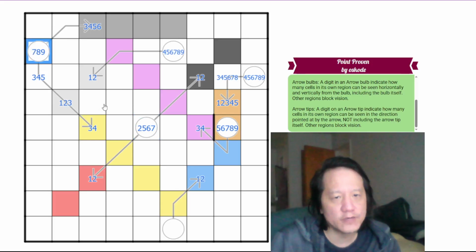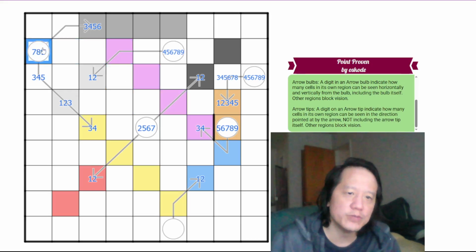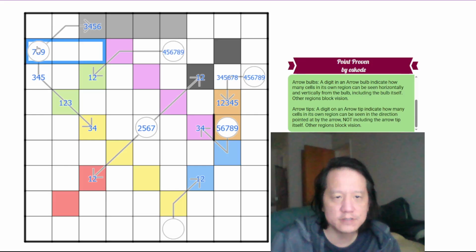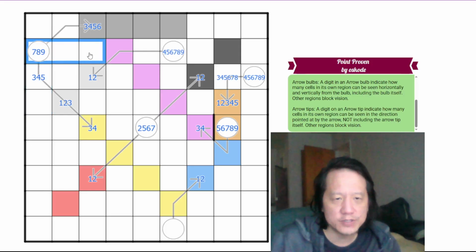This sees 7, 8, or 9. Can it see the pink here, is the question. 1, 2, 3, 4, 5, 6, 7, 8, 9, 10. No. So it could see only 3 cells this way. Okay, so this will make a green again. This is definitely light. So it sees at most 3 cells this way. 4. So this must... Okay, maybe we'll make it green. It can see 3 cells this way at most.